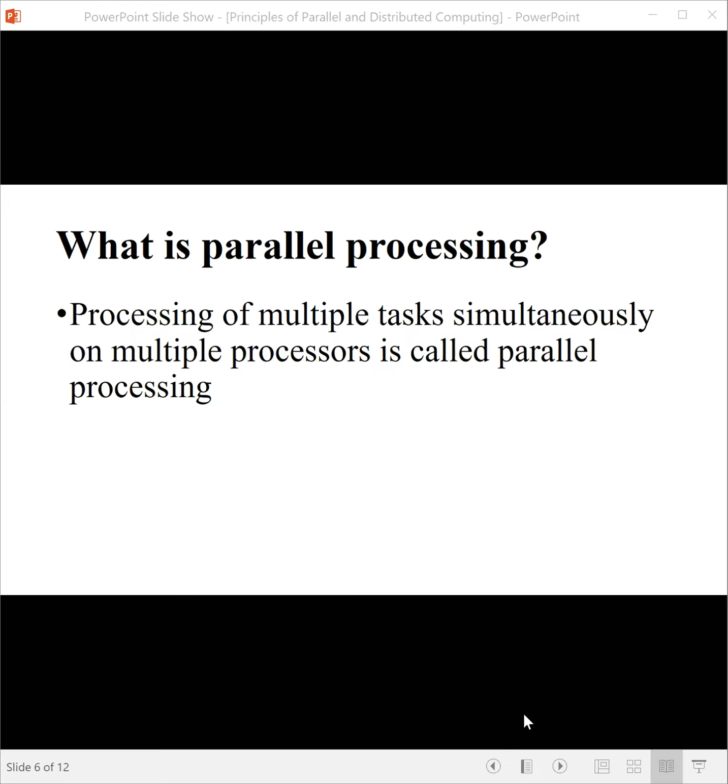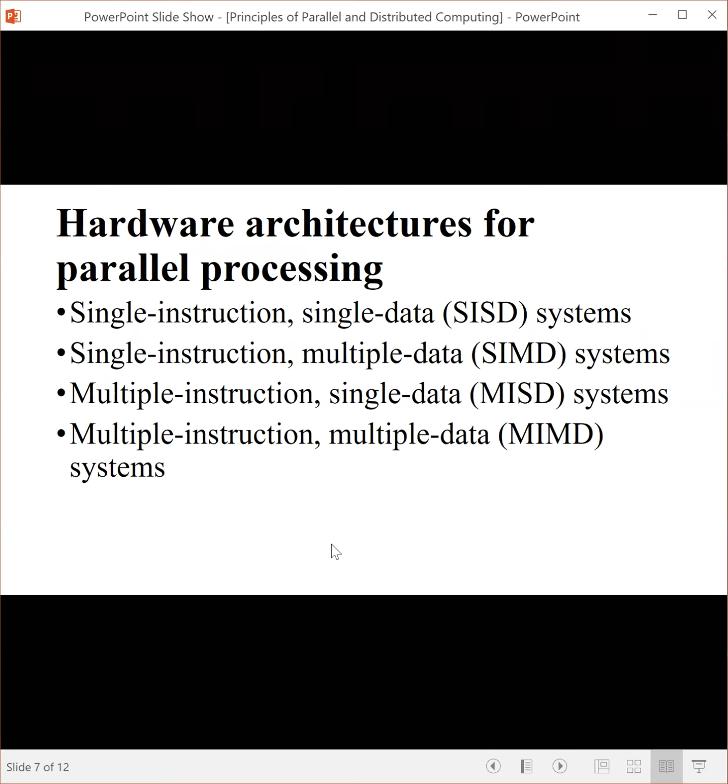So the next thing is the hardware architecture for parallel processing. The core element of parallel processing is a CPU. Based on the number of instruction and data streams that can be processed simultaneously on the computer system, they are classified into three categories. The first one is a single instruction, single data system, and the second one is a single instruction, multi data system, and the third one is a multi instruction and single data system. Finally, the multi instruction and multi data system.